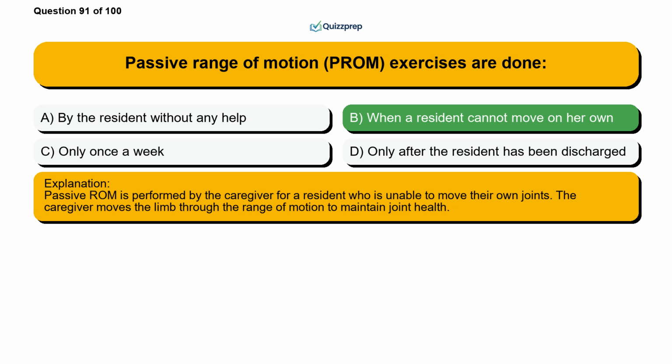Passive ROM is performed by the caregiver for a resident who is unable to move their own joints. The caregiver moves the limb through the range of motion to maintain joint health.